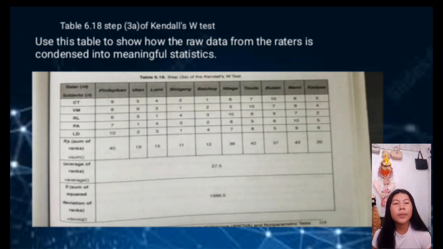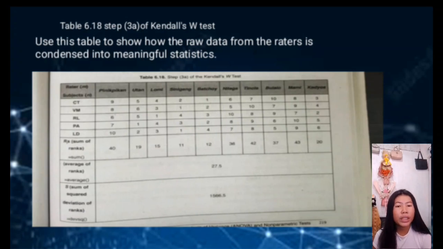Next is Table 6.18, the computation. Here we add all the ranks received by each group from the 5 judges. For example, pinikpikan is 9 plus 8 plus 6 plus 7 plus 10 equals 40. Then sinigang is 2 plus 1 plus 4 plus 3 plus 1 equals 11. Then kadyos is 3 plus 4 plus 2 plus 5 plus 6 equals 20. So these are the total scores or ranks for each dish. Now, getting the sum of ranks.